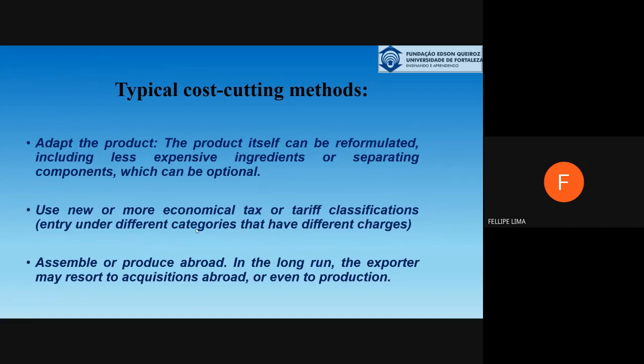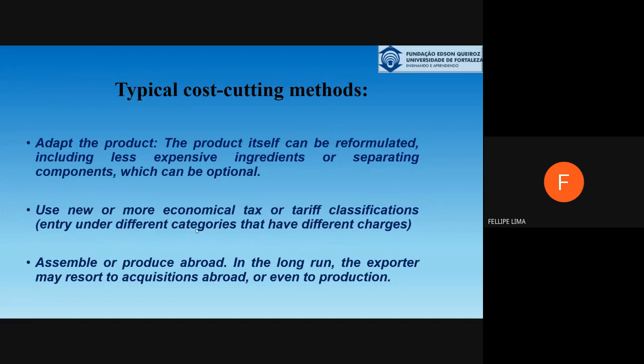How can you cut your costs? Adapt your product. If you change your product as a whole, not only for the international market, if you change everything, so your international product is the same one as your local market, that's going to reduce your costs because you do not have to have two different lines, two different brands, two different packagings. Use a new or more economical tax or tariff classification. In Brazil, it's the NCM. What can I change in my product so I can change my NCM in a way that my product's tariffs and taxes are going to be lower when entering a new market? That's something you can think about.